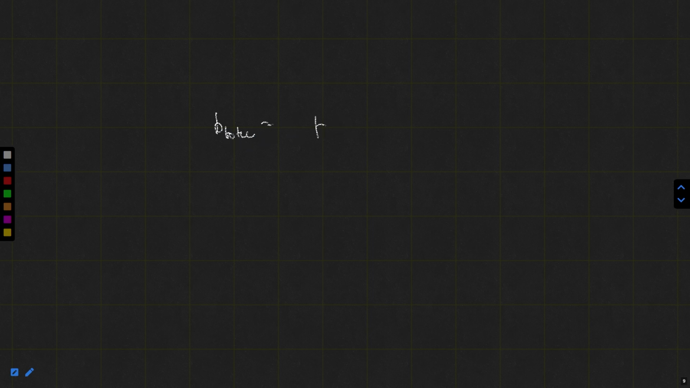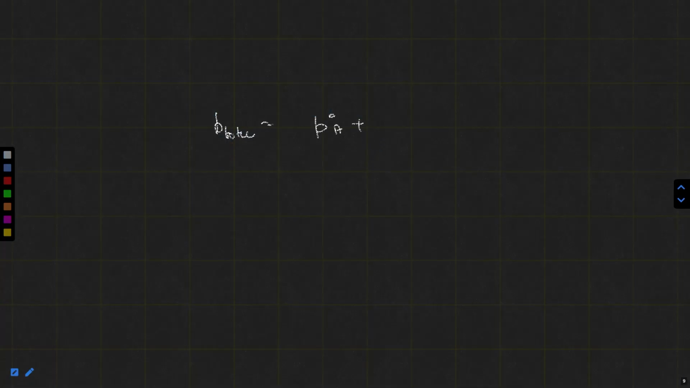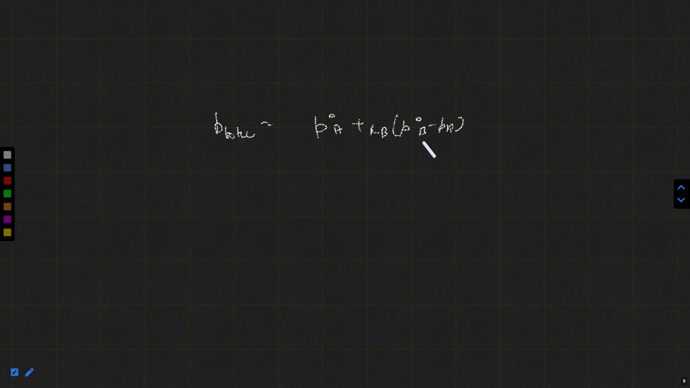P total is equal to P naught A plus XB into P naught B minus PA. This is our P total, right? This is our P total. So if we simplify it further, we will write it as P total minus P naught A. So I move this to this side, it is equal to XB into P naught B minus PA.